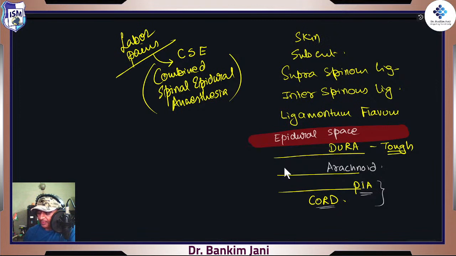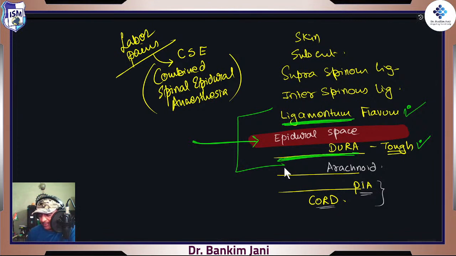The area of interest, what we need to know is this, that this needle would be landing into epidural space, and that epidural space is between ligamentum flavum and the dura mater. Bas, this you remember. No one is going to ask about interspinous and supraspinous. But yes, this thing can definitely be asked. So ligamentum flavum and the dura mater, in between space is the epidural space.